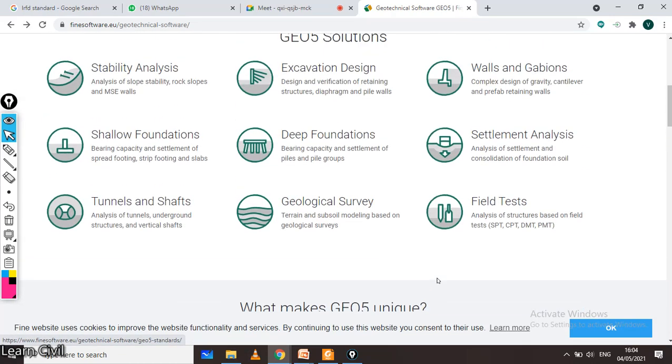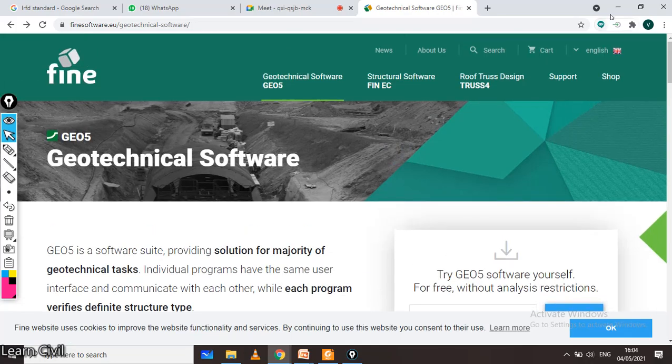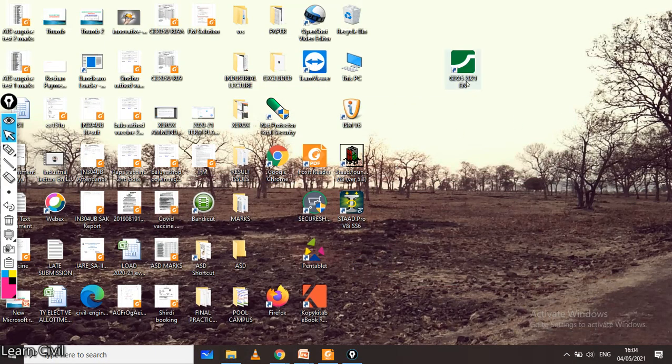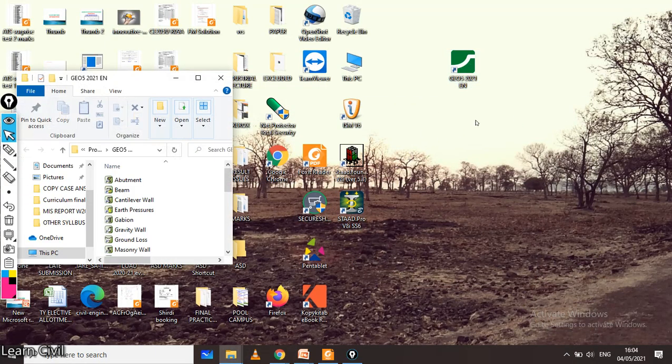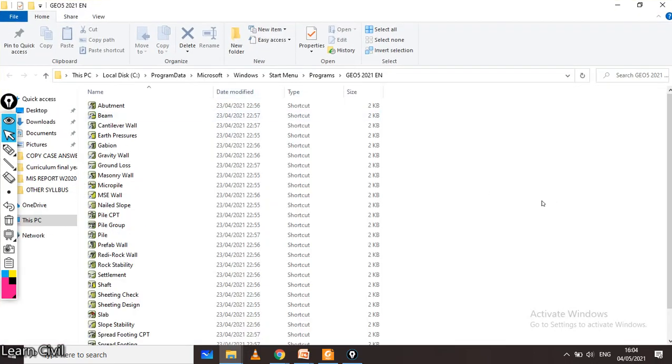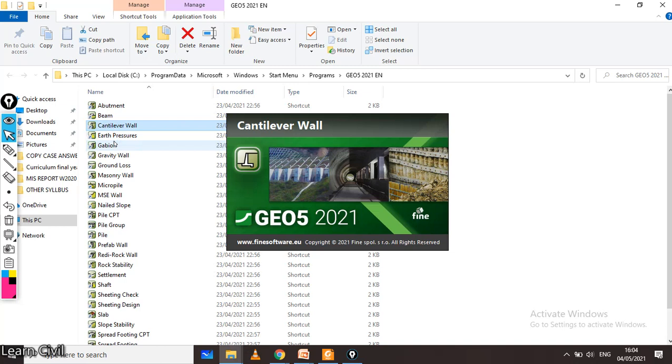So we'll start with the design. For that you have to open this Geo5 software. Under this, select the cantilever wall, because we'll be designing the cantilever type of retaining wall. So select this cantilever wall, and the software will initiate.